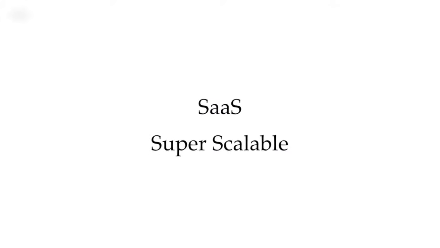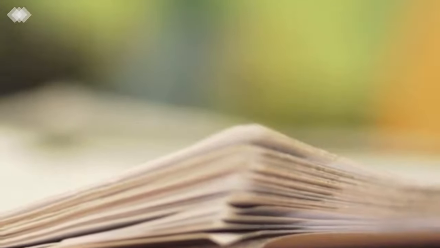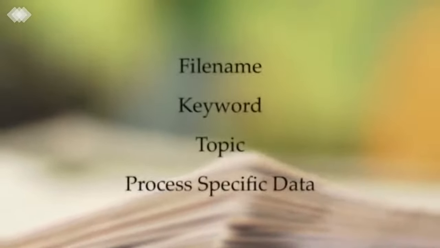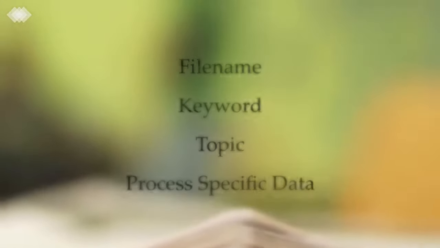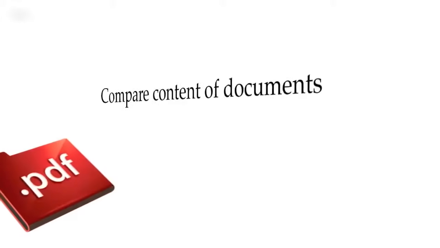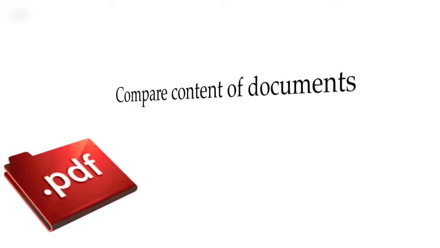Open Source's scalable, software-as-a-service platform provides a strategic asset control tool with accountability. Uploading a new or existing contract to Open Source creates a document searchable by file name, keyword, topic, or any predetermined process-specific data. Using Open Source, you can locate contracts for review, compare content of documents, including those in PDF, and even create a template for similar accounts to quickly generate new contracts.